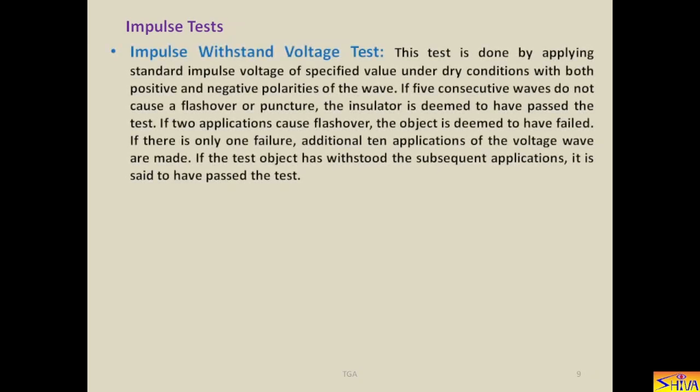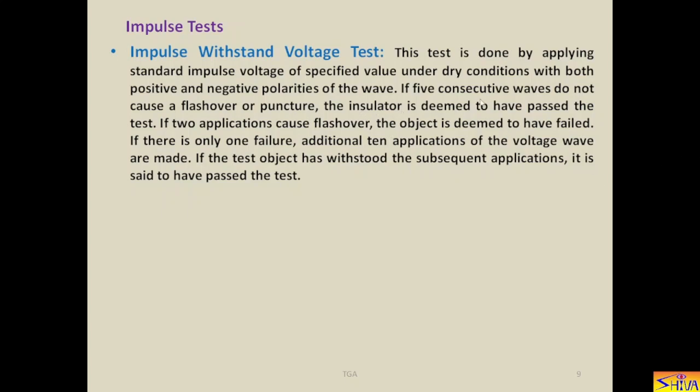Next is impulse test on insulators. First is impulse withstand voltage test. This test is done by applying standard impulse voltage of a specified value under dry conditions with both positive and negative polarities of the wave. Now how much should be the peak value? That is also decided as per this standard for the given rated value of the insulators.